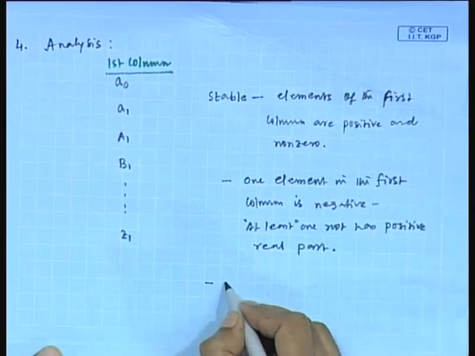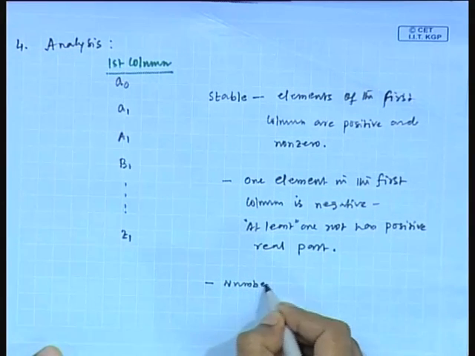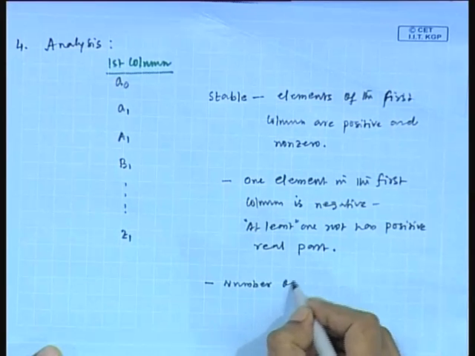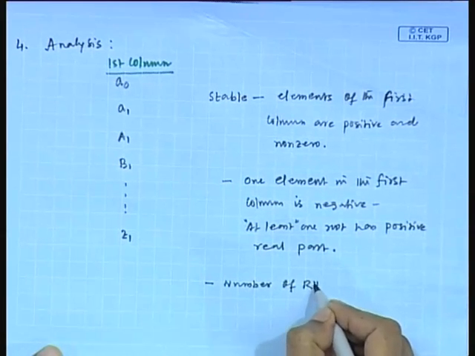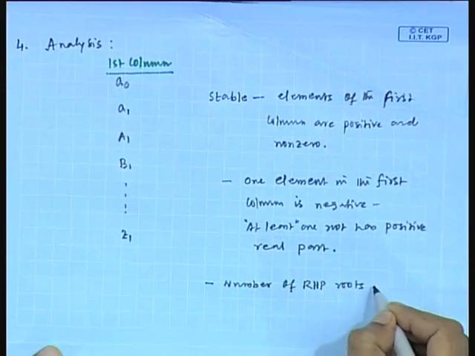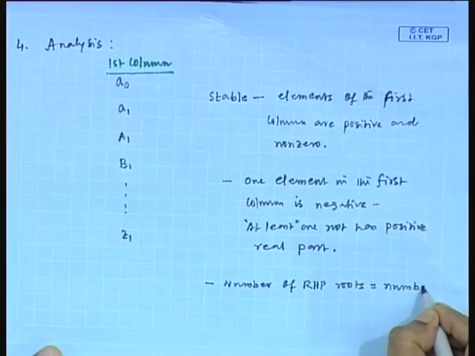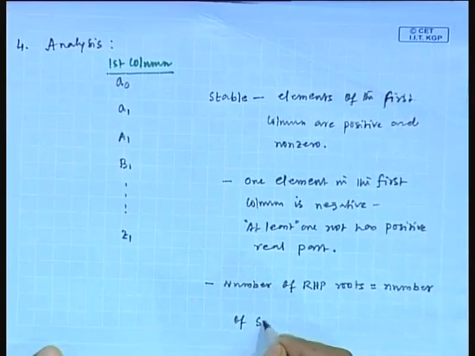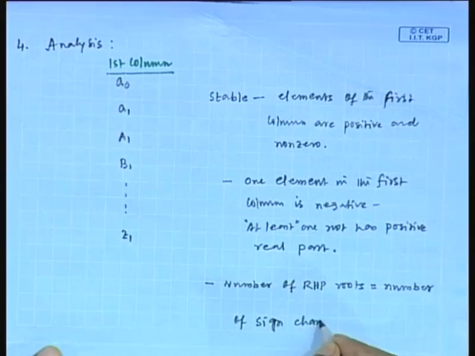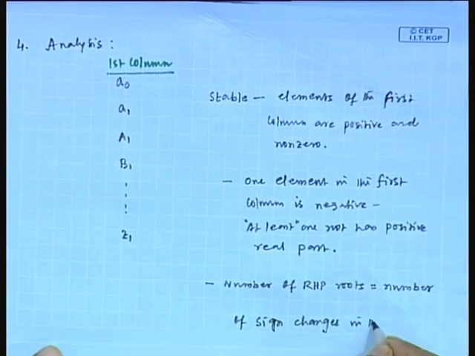So, based on that, there is one point. The number of roots lying in the right half plane is equal to the number of sign changes in the first column. So, in the next point we will write: the number of right half plane roots is equal to the number of sign changes in the first column.